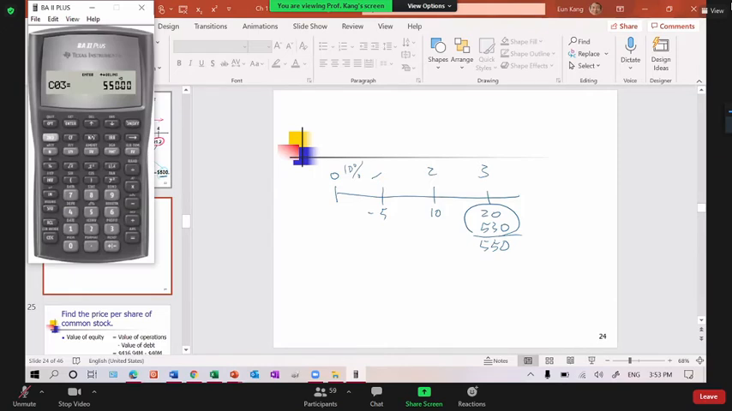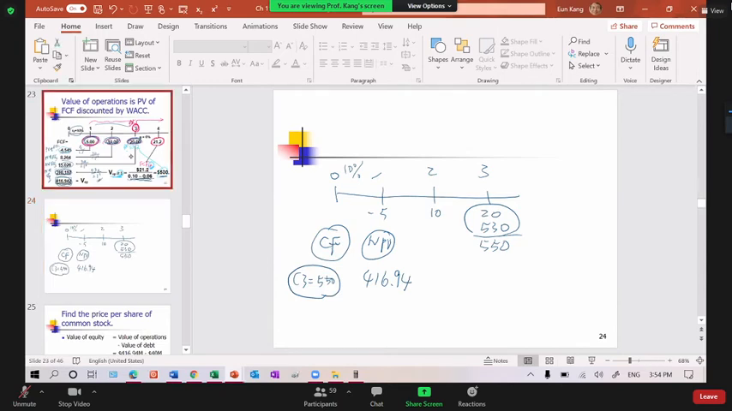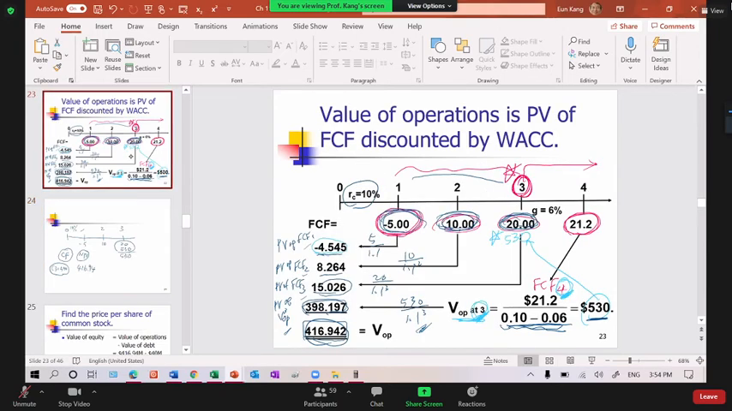And then go to NPV. I is 10, so WACC is 10. 10, enter. Down arrow, compute. 4,616.94. So cash flow and NPV, especially C3 is 550. Yeah, be careful. C3 is 550. Then what? 516.94.